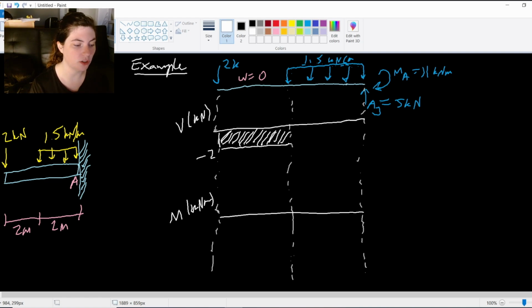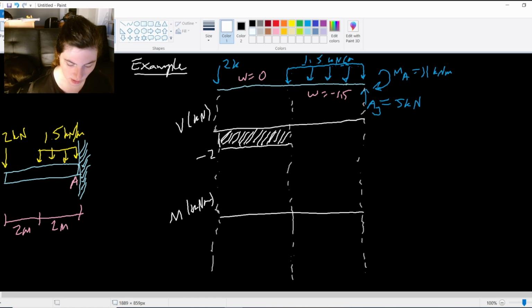Now, my distributed load is where things get kind of interesting, right? Because now, instead of having a load of 0 here, I have a load of -1.5. And that load becomes the slope to my shear equation, right? If I integrate that load, then I get -1.5 times x. And plus some constant, which happens to move it to the -2 marker.